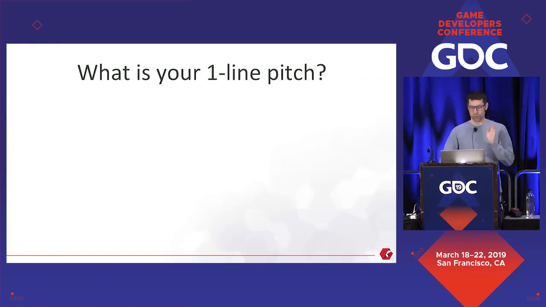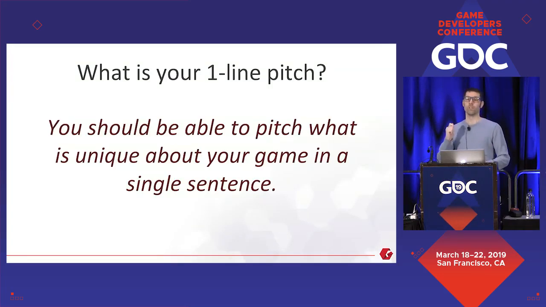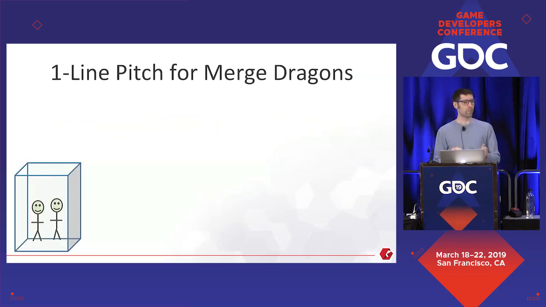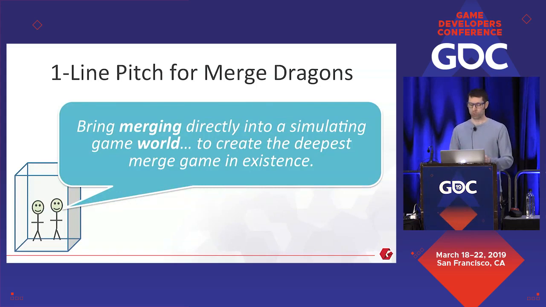Here's something that helps. You should be able to pitch what is unique about your game in a single sentence. Pick the most salient aspect that separates your game from everything else, and if you could do this, you're in very good shape. For Merge Dragons, the manifesto was this: bring merging directly into a simulating game world to create the deepest merge game in existence.